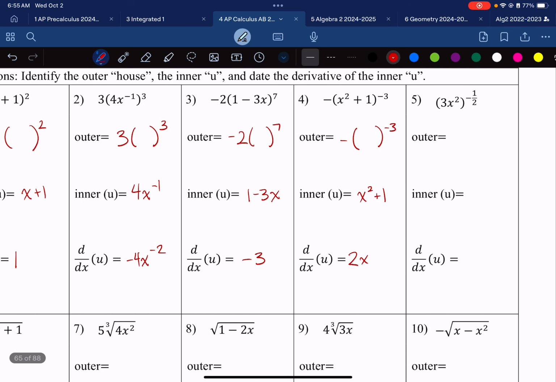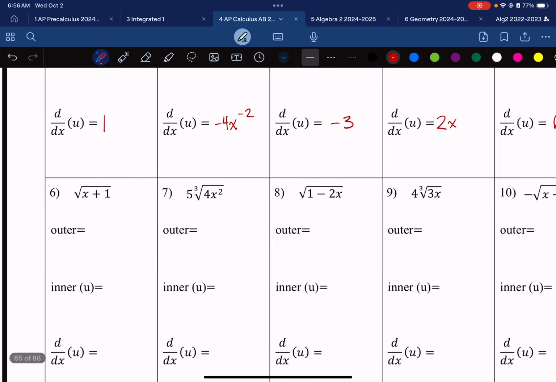And number 5, the outer is that parentheses to the power of negative 1/2. The inside, the inner, is 3x squared. When I take the derivative of the inner to get the dinner, the 2 is going to be multiplied down in front. 2 times 3 is 6, so this is going to be 6x to the power of 2 goes down to a 1, and you don't write the 1.